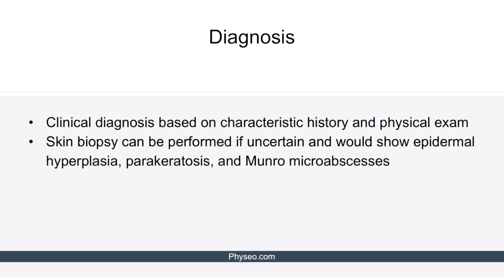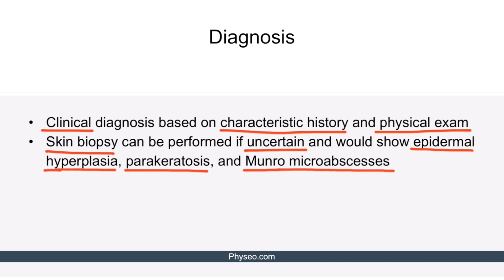The diagnosis of psoriasis can be made clinically based on the characteristic history and physical exam findings just described. Were there a degree of uncertainty, a skin biopsy might be done. The histology of a patient with psoriasis would show epidermal hyperplasia, parakeratosis, and Munro microabscesses. Let's take a look at how this might appear under the microscope.